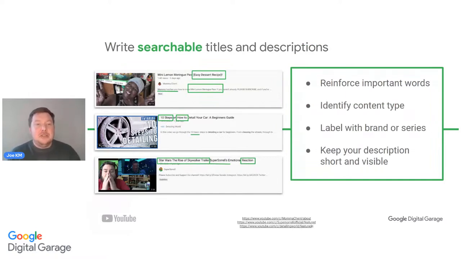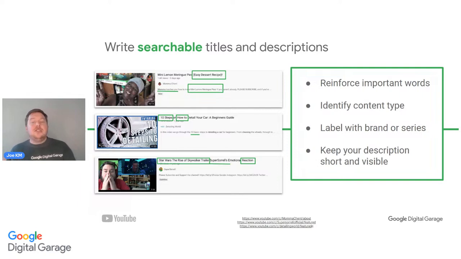Write searchable titles. So, easy dessert recipe. This is genuinely something I have typed into Google. Top 10, how to. This is what people search. How to cook soul food, how to cook Caribbean food, how to cook food like your mama used to make it. All of a sudden, this is what people type in.